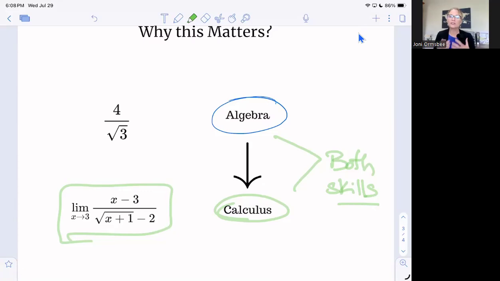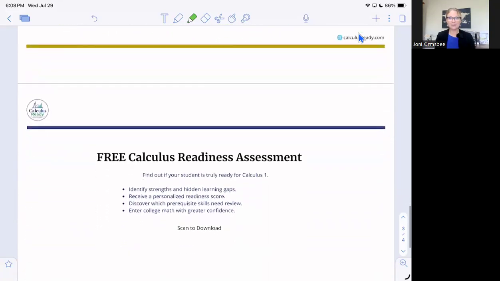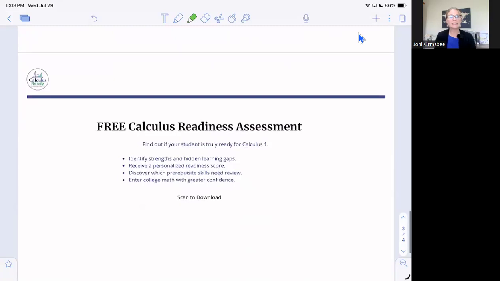The good news is that you don't have to guess if you're ready for calculus. You can take my free calculus readiness assessment, and you can identify the strengths and hidden learning gaps before you start calculus. You can receive a personalized readiness score from me, discover which prerequisite skills you need to review, and enter college math with greater confidence and not as much frustration in trying to learn both these things at the same time. Calculus can be difficult in and of itself without needing to also brush up on all the skills.